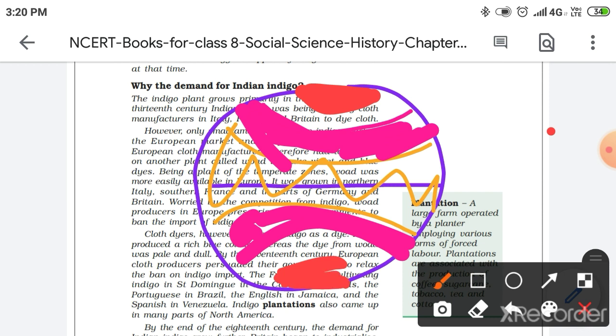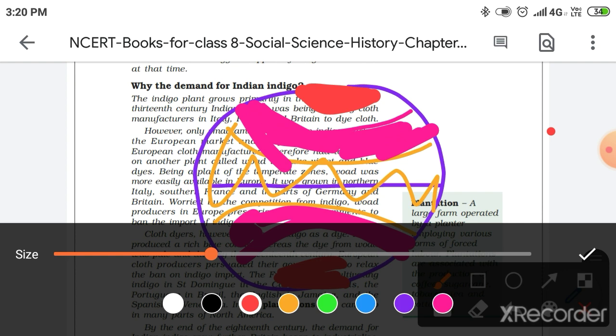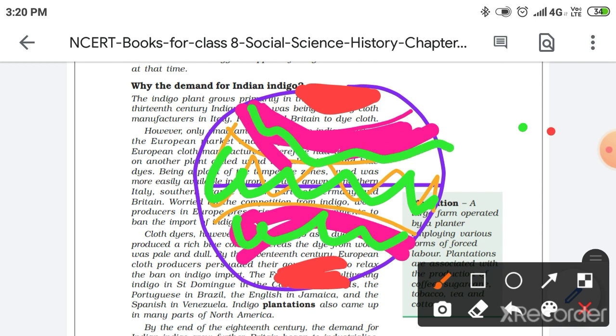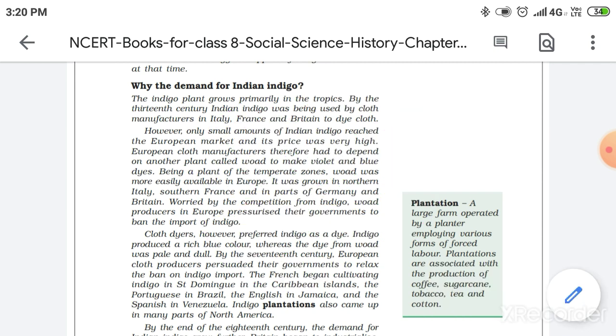So this yellow part, as you can see here, is the tropical region, this pink part is the temperate region, and this red part is the polar or Arctic, Antarctic regions. All right, so this is how the earth has been classified, and indigo used to grow in the tropical part of the earth. And India also lies in the tropical region of the world. Okay, so this part ends.